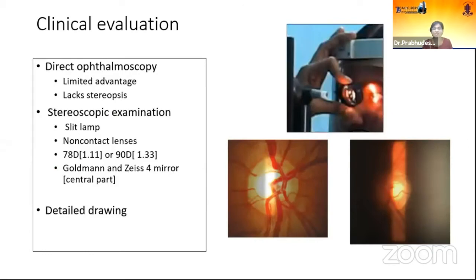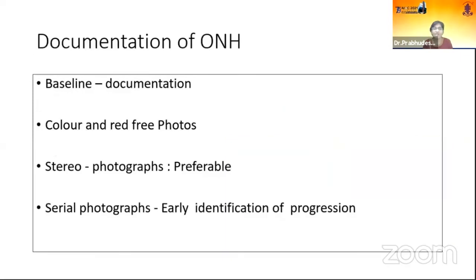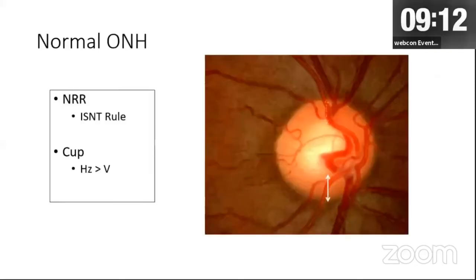Clinical evaluation can be done by direct ophthalmoscopy, but it has limited advantage. It lacks stereopsis. Stereoscopic examination can be done by slit lamp and non-contact lenses of 78 or 90D. Goldmann and Zeiss 4-mirror lenses are also available, and you need to do a detailed drawing. Documentation can be done with the help of color and red-free photographs. Stereo photographs are preferable, and serial photographs are required for early identification of progression.